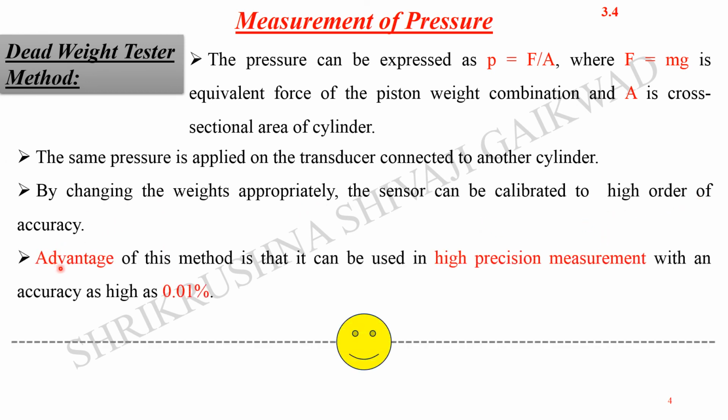The advantage of this method is that it can be used for high precision measurement with accuracy as high as 0.01%. Mostly this type of method is used for the calibration of gauges. So here it completes our module number 3, that is measurement of pressure. Thank you.